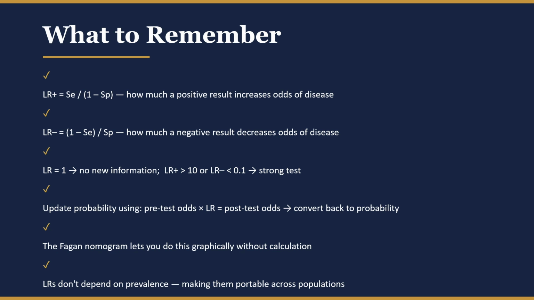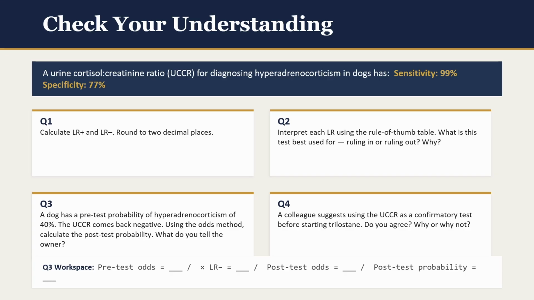In the next talk, we'll put all of this together: sensitivity, specificity, predictive values, and likelihood ratios into the practical context of test sequencing strategies, spectrum bias, and the consequences of getting it wrong. Pause the video, read the scenarios, and try your hand at answering the questions. We'll then work through the questions and answers together.